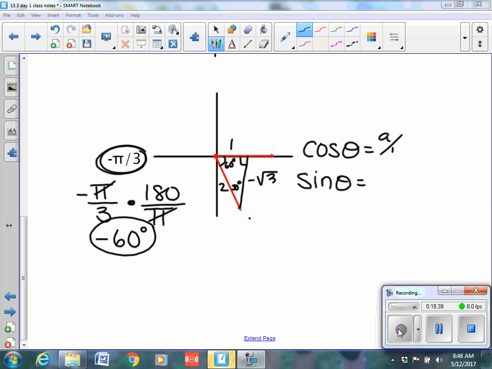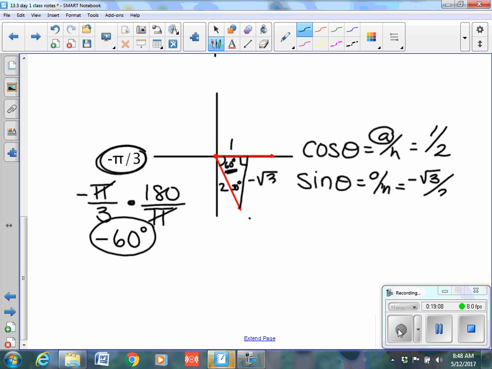And I'll put the A and the H and the O and the H one more time. Okay, again, you always are looking at the 60 degrees one, and you're trying to find the side adjacent to that picture. Most of you know which one is adjacent to that picture. 1. And everybody knows the hypotenuse is 2. 1 over 2. And an opposite of 60 is a negative square root of 3 over the hypotenuse, 2.